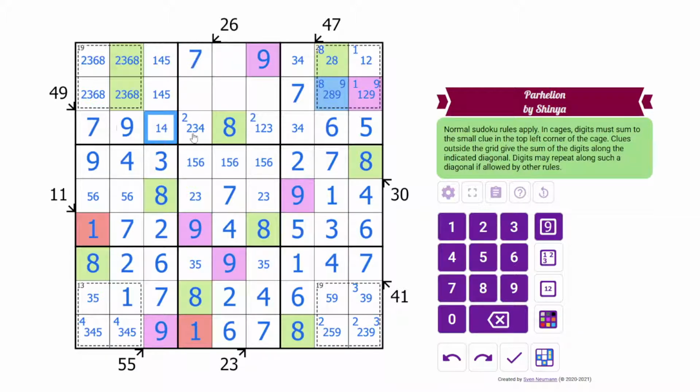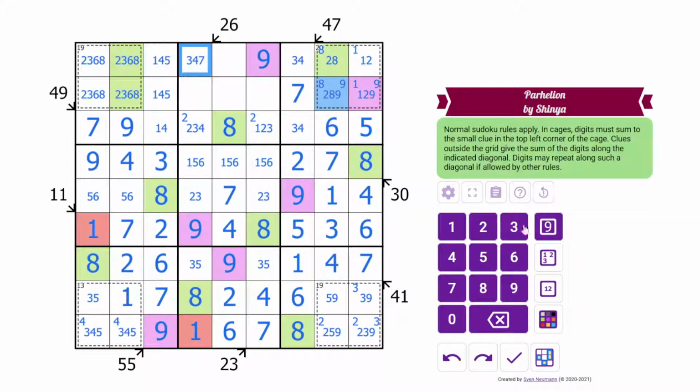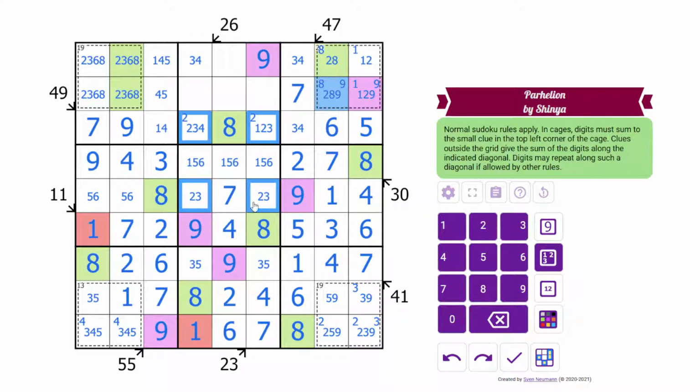That's a 7, that's a 1, that's a 4, that's a 3. 2, 3. Pair. Each of those. Okay, yeah, those are 2, 3. Okay, so this can't be a 7, which means that can't be a 1. So that's a 7. Then it collapses and gives us 2, 3 pairs here.